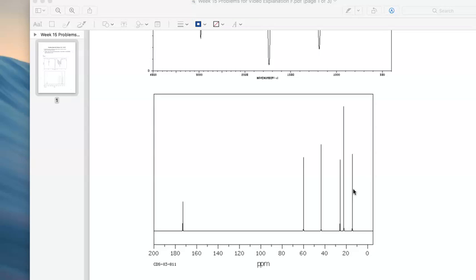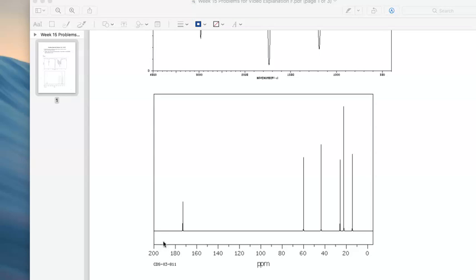When looking at the CNMR spectrum, the closer the x-axis is to 0 parts per million is considered upfield, and the closer the x-axis is to 200 parts per million is considered downfield. This helps us figure out how close a carbon is to an electronegative atom. So the farther downfield, the closer the carbon is to an electronegative atom.